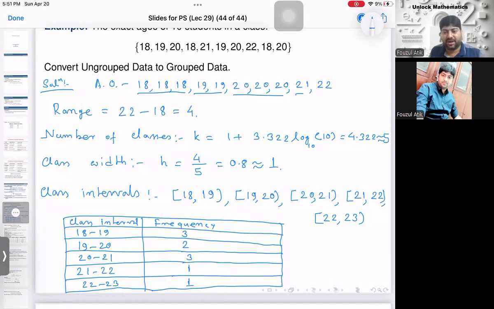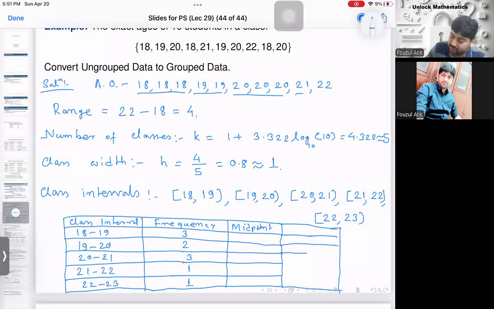In practice, we need to get many other pieces of information from this frequency distribution table. So we can extend this table and create the midpoint of each interval, and also the cumulative frequencies, because later on we'll see that to analyze the grouped data, we need these parameters also.